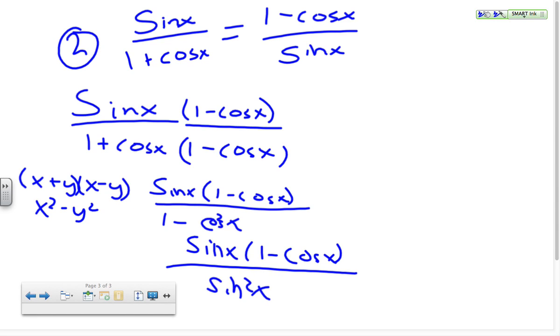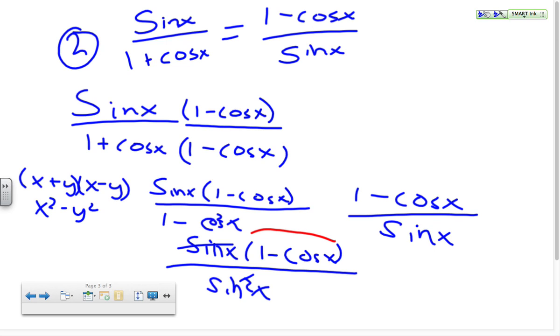Now, something that's super important here is that I did not simplify sine of x times 1 minus cosine of x, and I did not do that because I want it to stay intact because it is in the numerator of what I'm looking for. So I don't want that to change. So now I have sine of x over sine squared of x. Okay, that canceled out, and I'm left with 1 minus cosine of x over sine of x. All right, which is what I was looking for. All right, that was example 2.